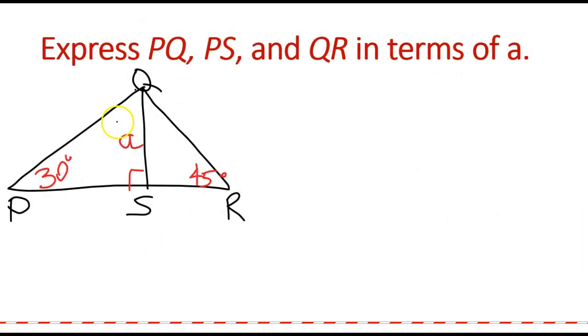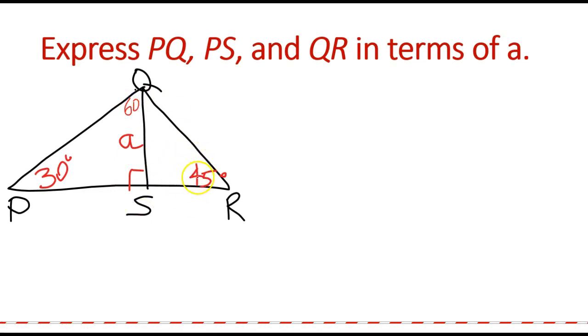Okay, so here it says express PQ, PS, and QR in terms of A. In terms of A. So A here is the height. A is the height. Now they're giving this angle is 30, this is 90. That means this one is what? Is 60. So we put it there, is 60.